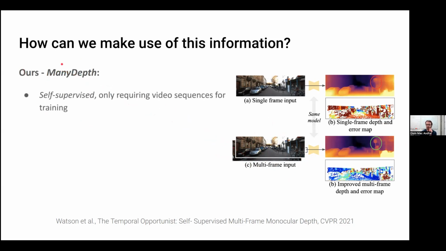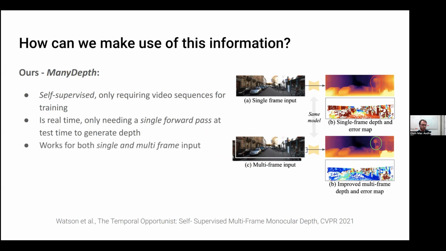It's self-supervised. It only requires video sequences at training time. It's real time in that it's only a single forward pass to generate depth. It works for both single and multi-frame input. So again, the same model can do either monocular prediction or multi-frame prediction. And it produces depth for a static camera, so that's even when the camera is not moving. And so when this multi-frame information is not useful, we can still produce sensible predictions.